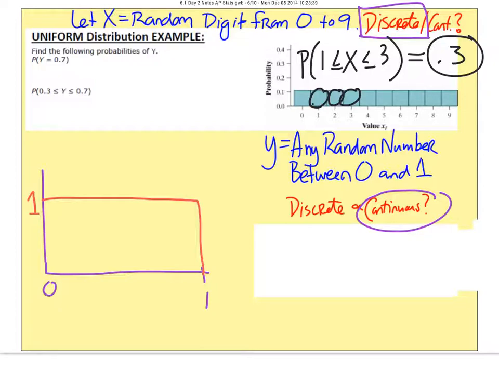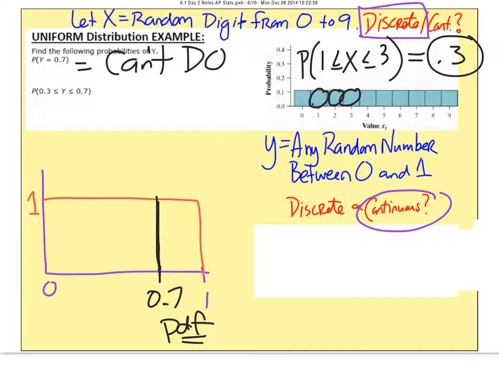You can never find one distinct point on a continuous curve. So in this one, you can't do it. That would only be something you could do for discrete. Fine, we can't do that. Let's look at this. Let's find the probability between 0.3 and 0.7. So that we could do.